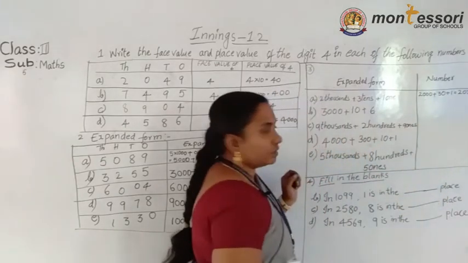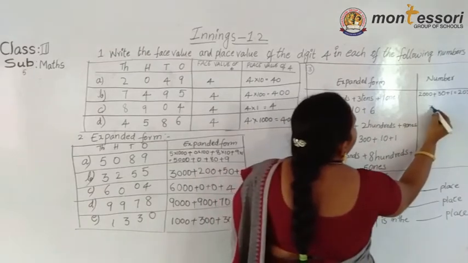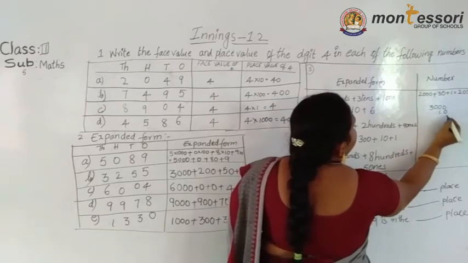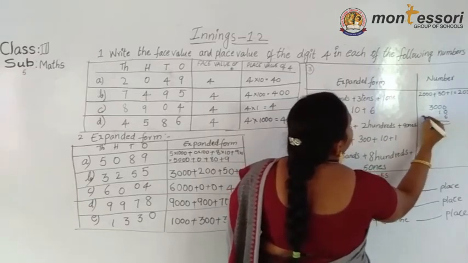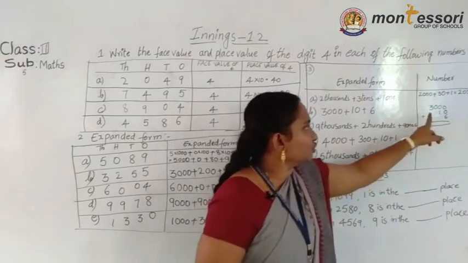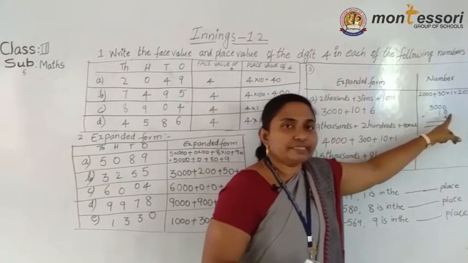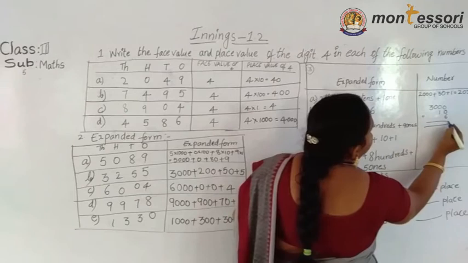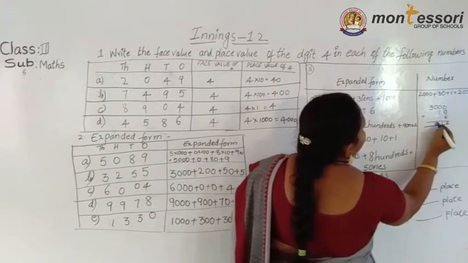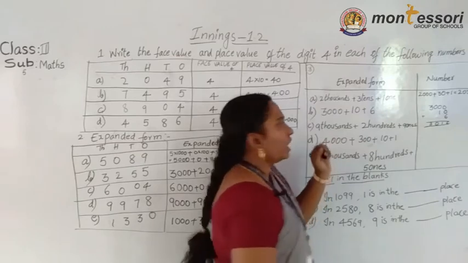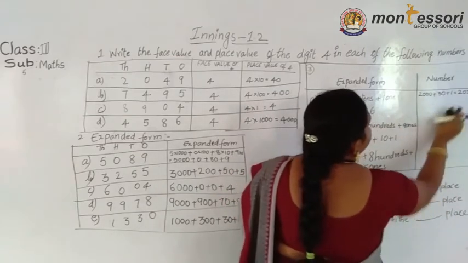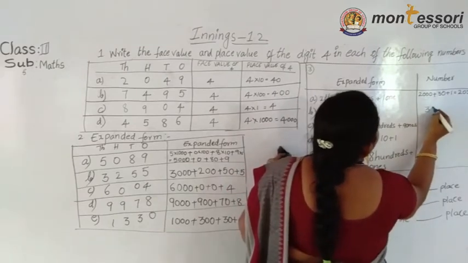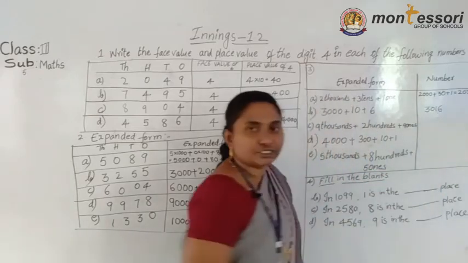Here look, 3000, 10, 6. Now we can do the addition. So now 10 is given, which means you don't write 10 here. Start with the ones place, and whatever number is given, you write it in the correct way. So now here 6, here 1, 0, 3. So this number I am writing here: 3016. 3016. Understood all of you?